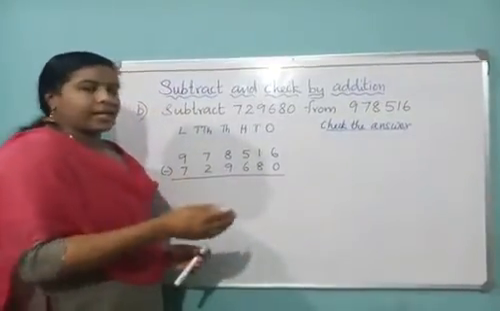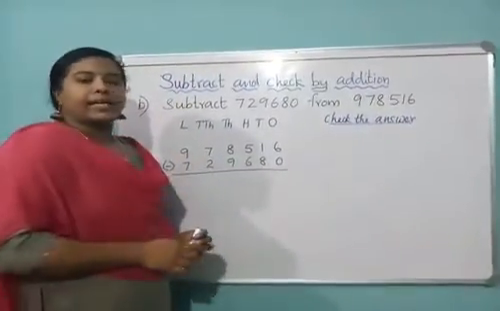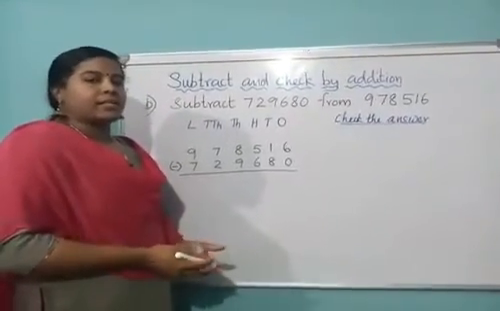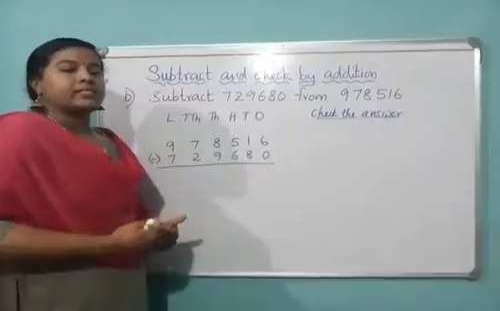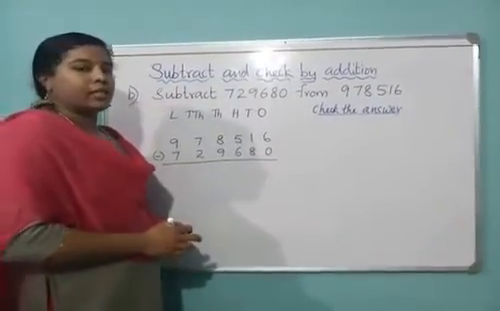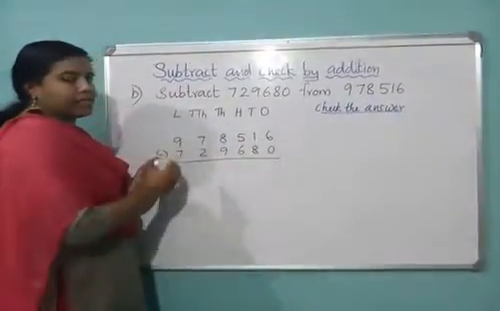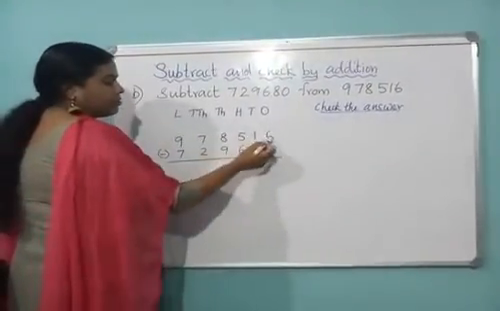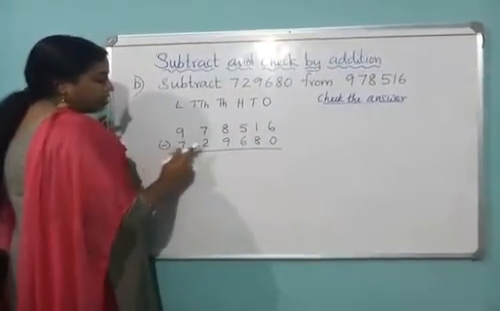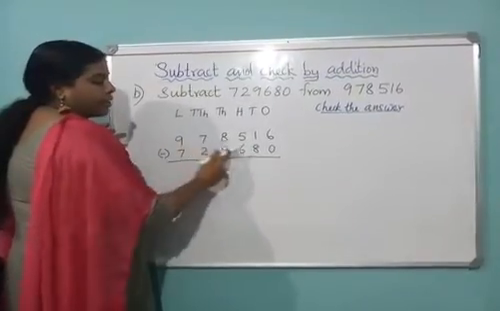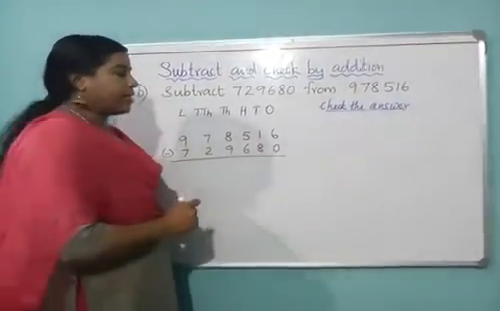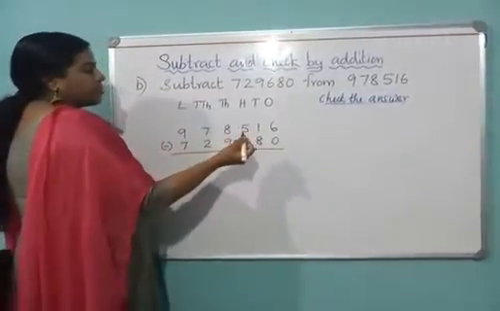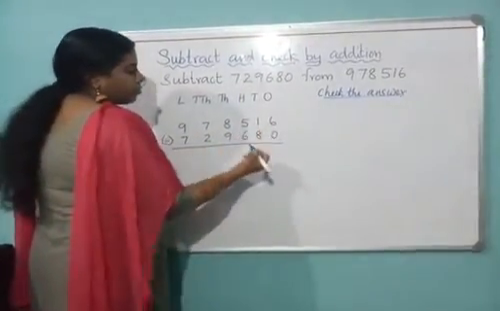9,78,516. So we should write the minuend as 9,78,516. Now you know the step. The first step is to arrange them in the place value chart. So here I have arranged the numbers in the place value chart. I have written the greater number first, then minus 7,29,680. Let's start to subtract. We start the subtraction from the ones place onward.